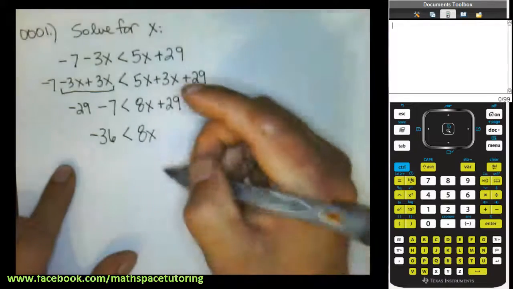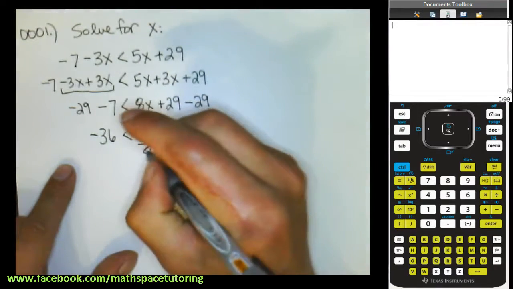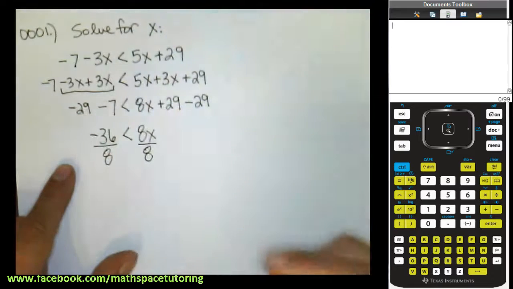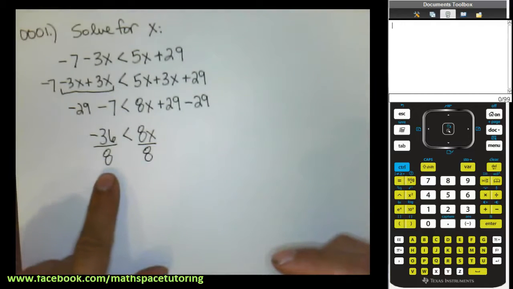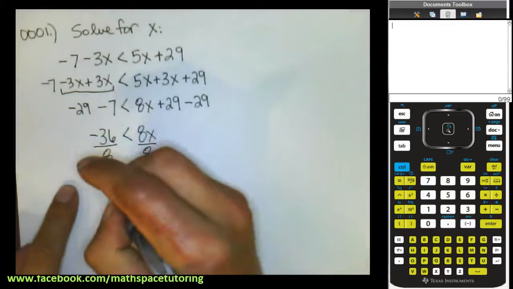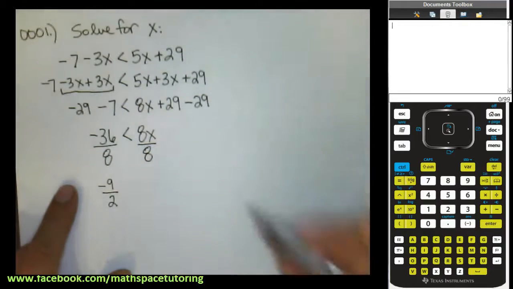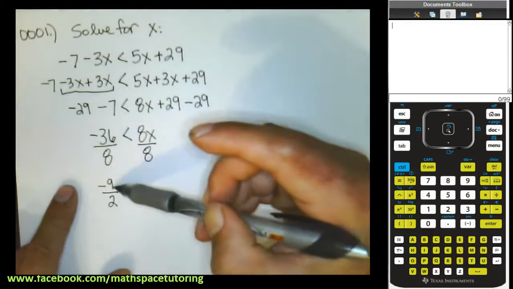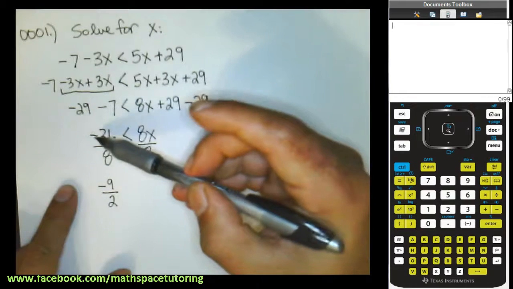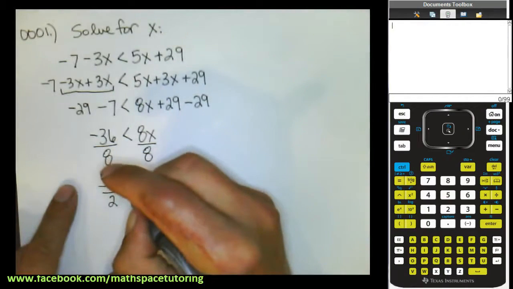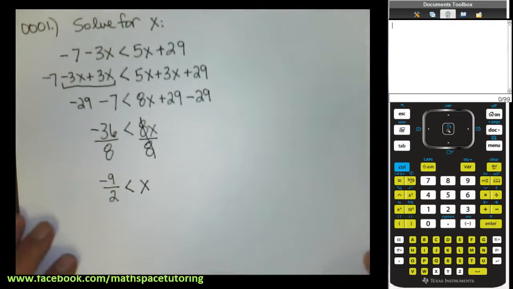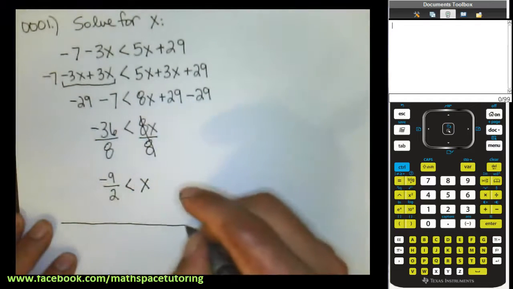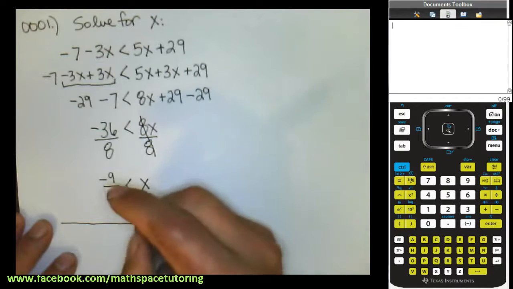Now the next step in isolating x is to divide both sides by 8. And because 8 is a positive number, we do not need to flip the inequality. So we just carry out the arithmetic. This fraction can be reduced to negative 9 halves, because 36 and 8 are both divisible by 4. 36 divided by 4 is 9, and 8 divided by 4 is 2, and because it's negative, it remains negative when we reduce the fraction, and 8 divided by 8 is 1, so we get the conclusion that x is greater than negative 9 halves.